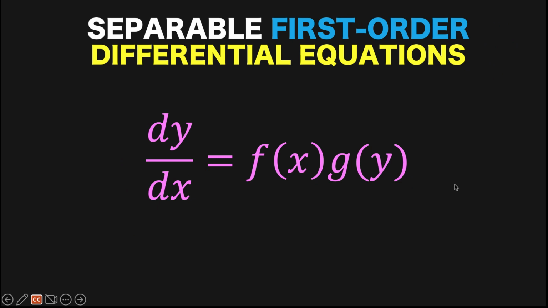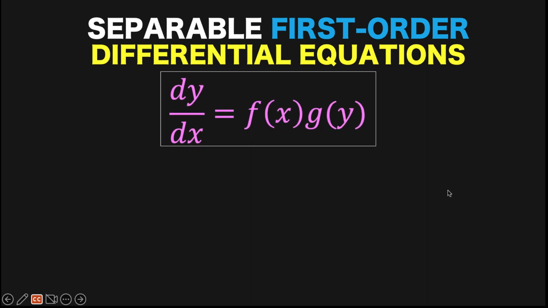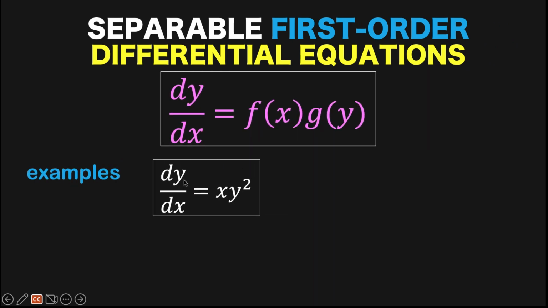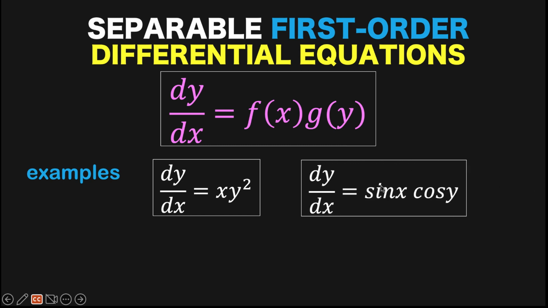Now let's take a look at some examples of separable differential equations. dy over dx equals xy squared is an example because we have the product of x and y squared, which is our f of x and g of y. Another example is dy over dx equals the product of sine of x times cosine of y. Again, our f of x is sine of x, and our g of y is cosine of y.